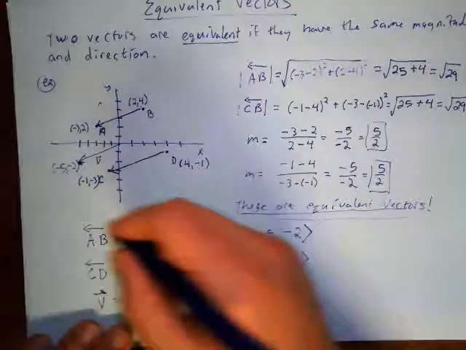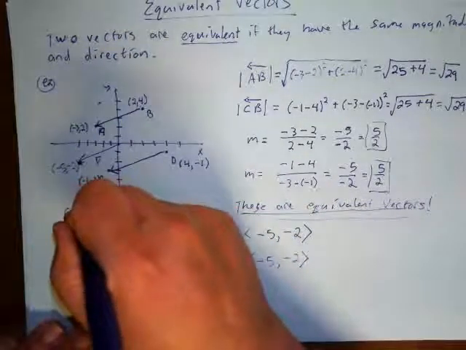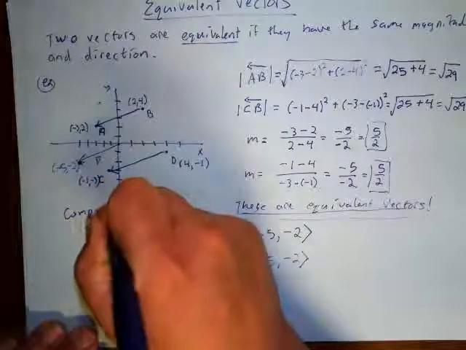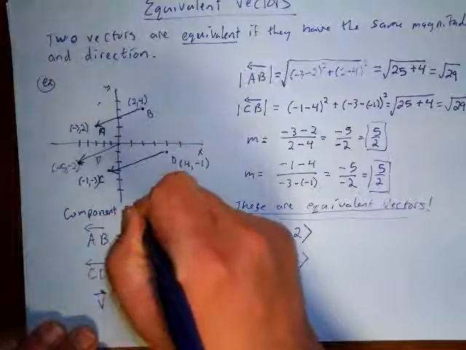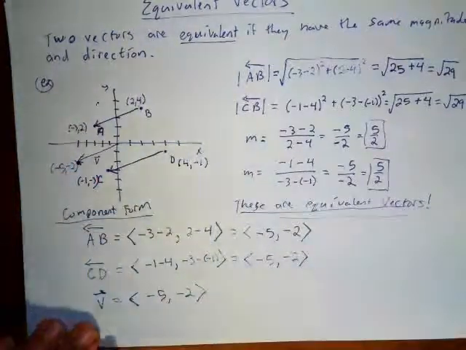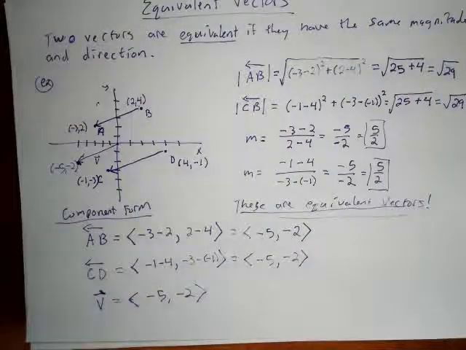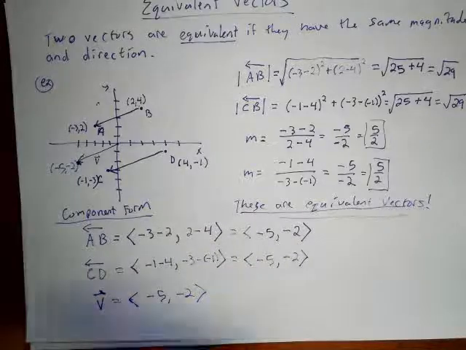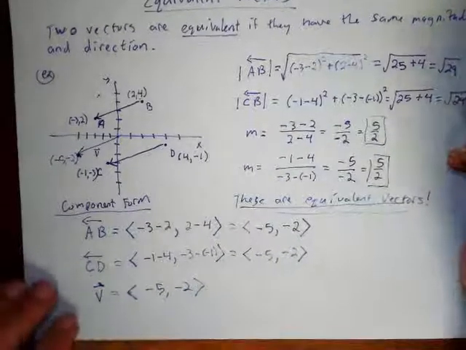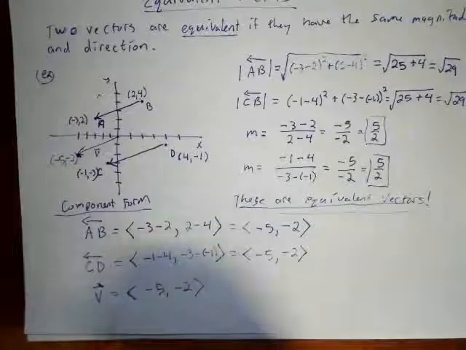So this whole thing here is called the component form of a vector, and we're going to use that. We're going to deal with this more in the next section. So that's equivalent vectors here.